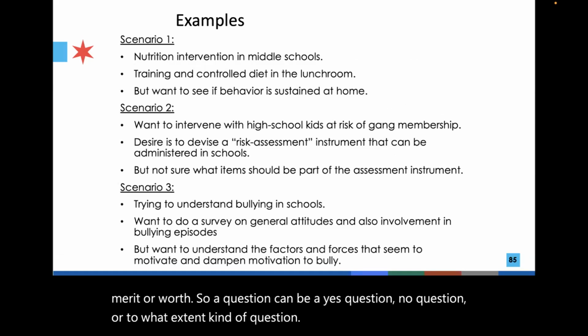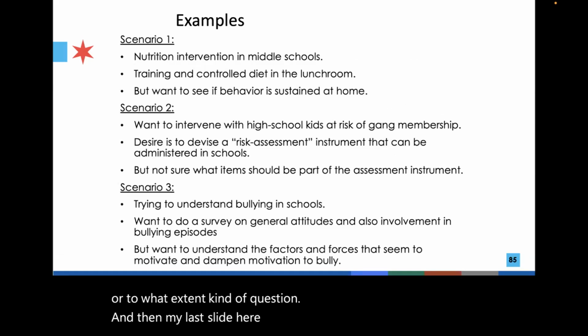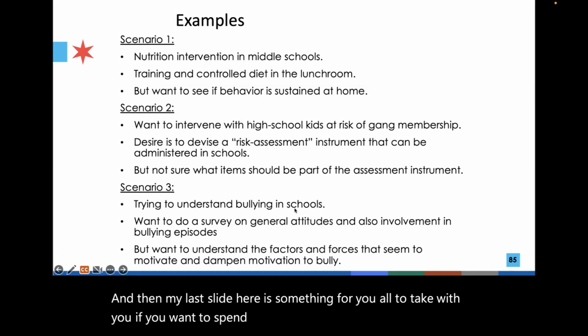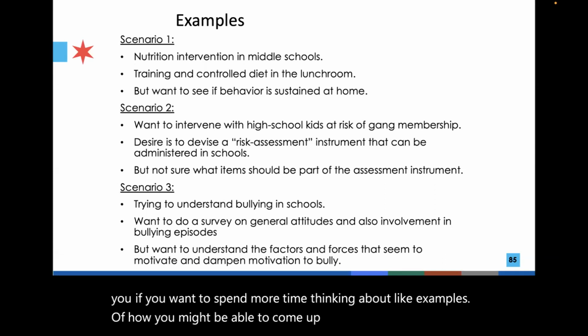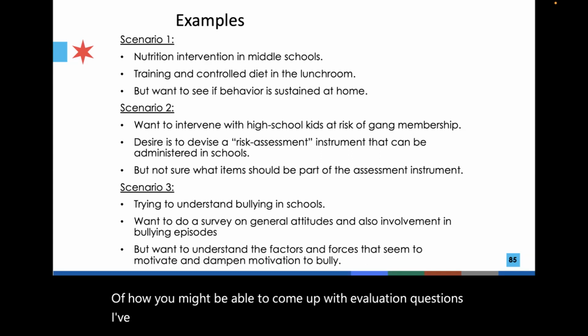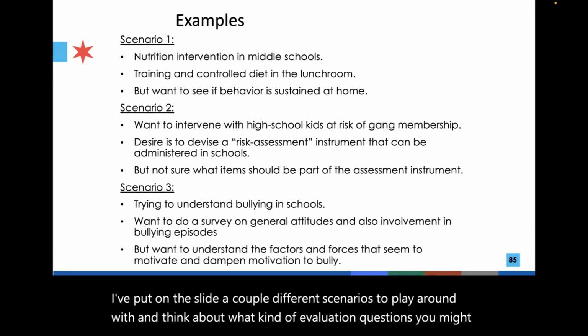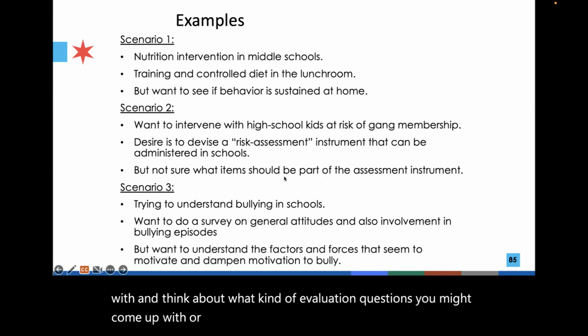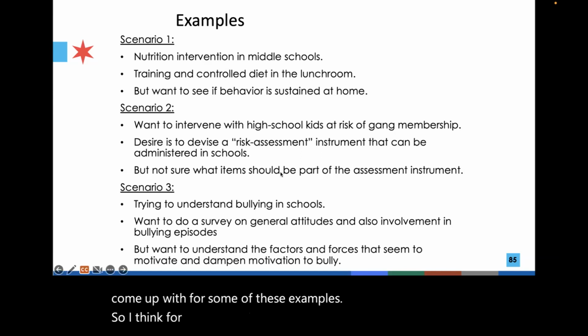And then my last slide here is something for you all to take with you if you want to spend more time thinking about examples of how you might be able to come up with evaluation questions. I've put on the slide a couple different scenarios to play around with and think about what kind of evaluation questions you might come up with for some of these examples. So I think for now, I'll pause and we can do questions.